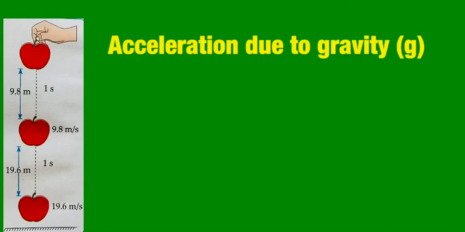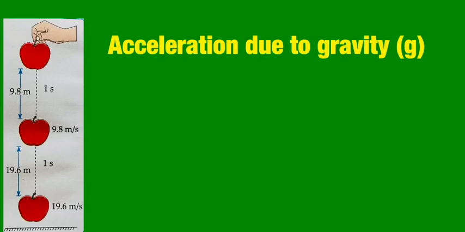Alright, from this figure, I am going to give you a very clear concept about acceleration due to gravity, and its symbol is small g. Previously we have discussed the meaning of capital G, that capital G is the universal gravitational constant, whereas acceleration due to gravity is small g.